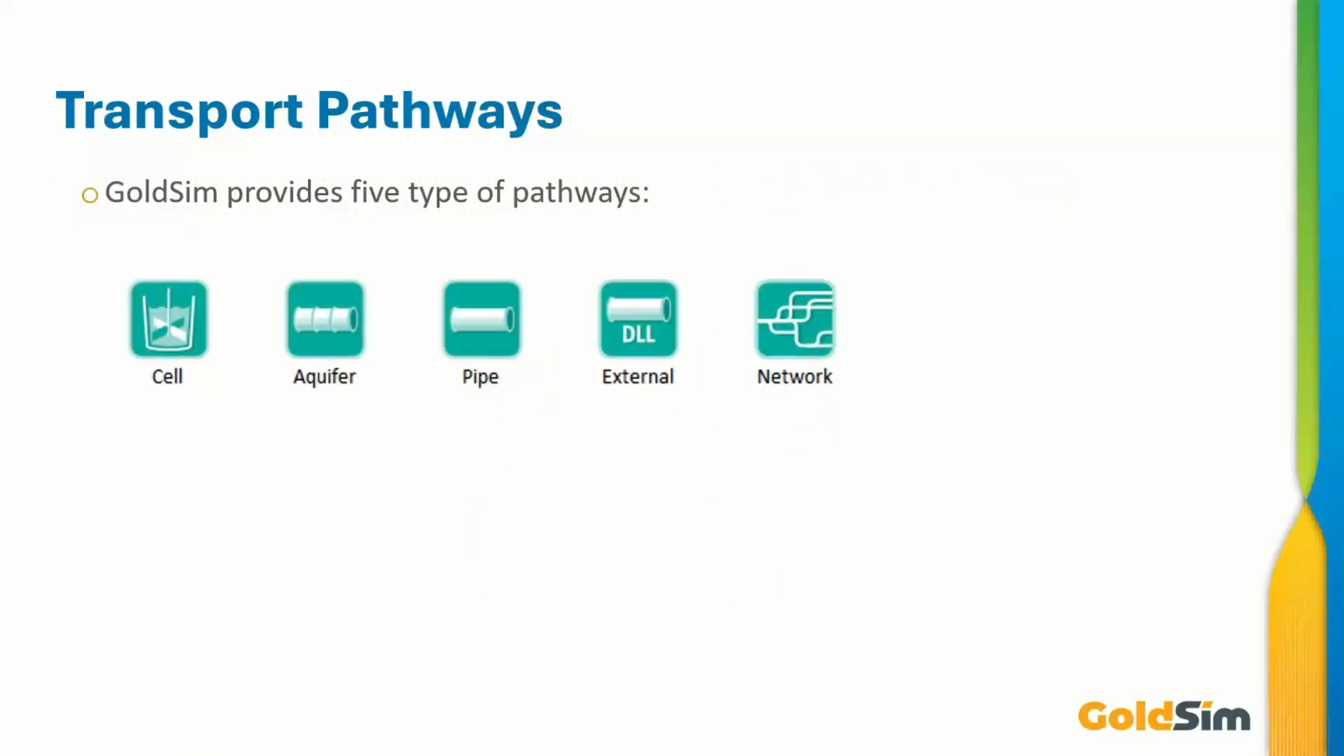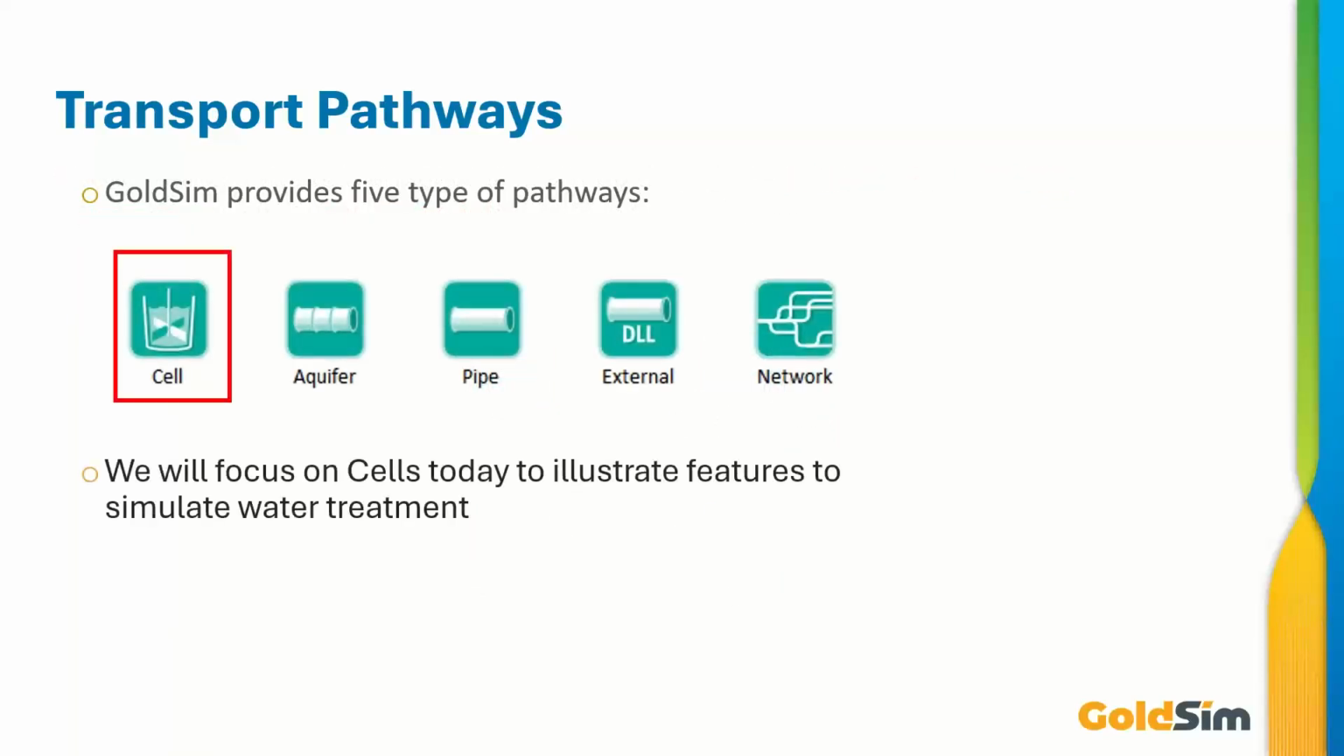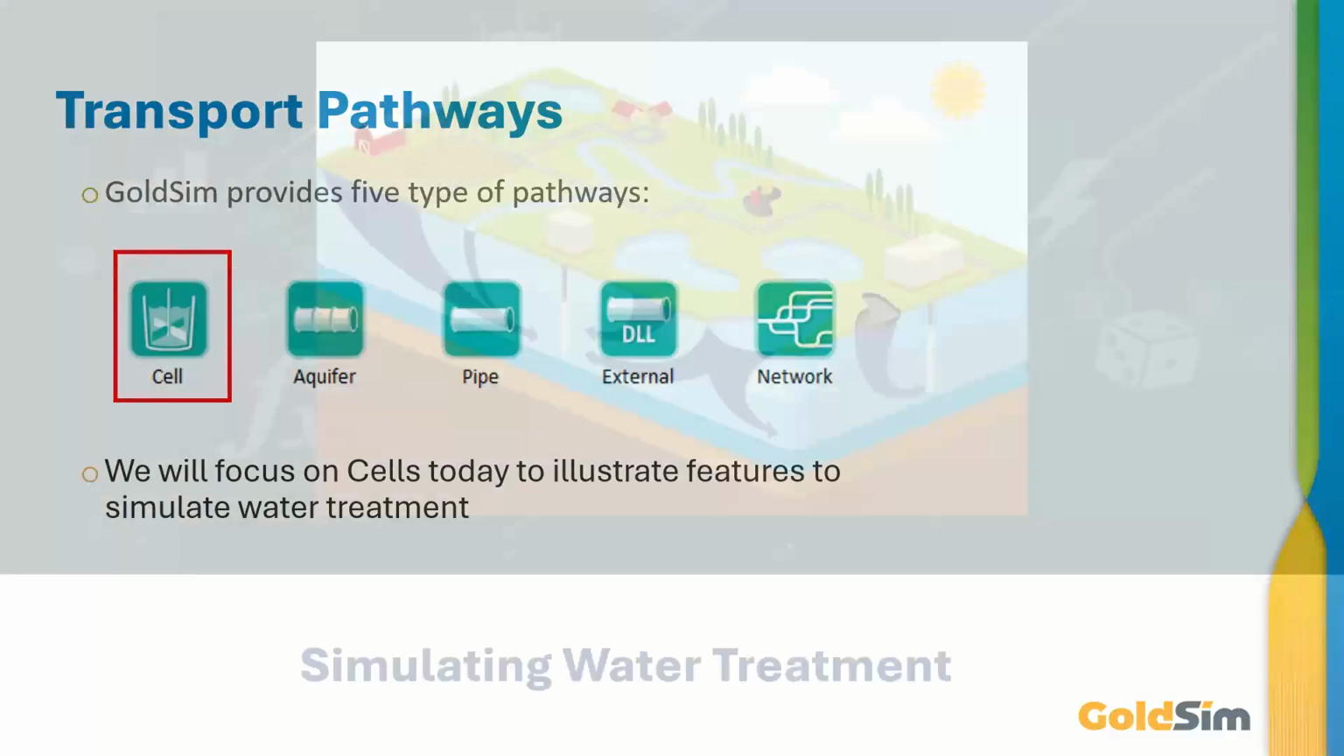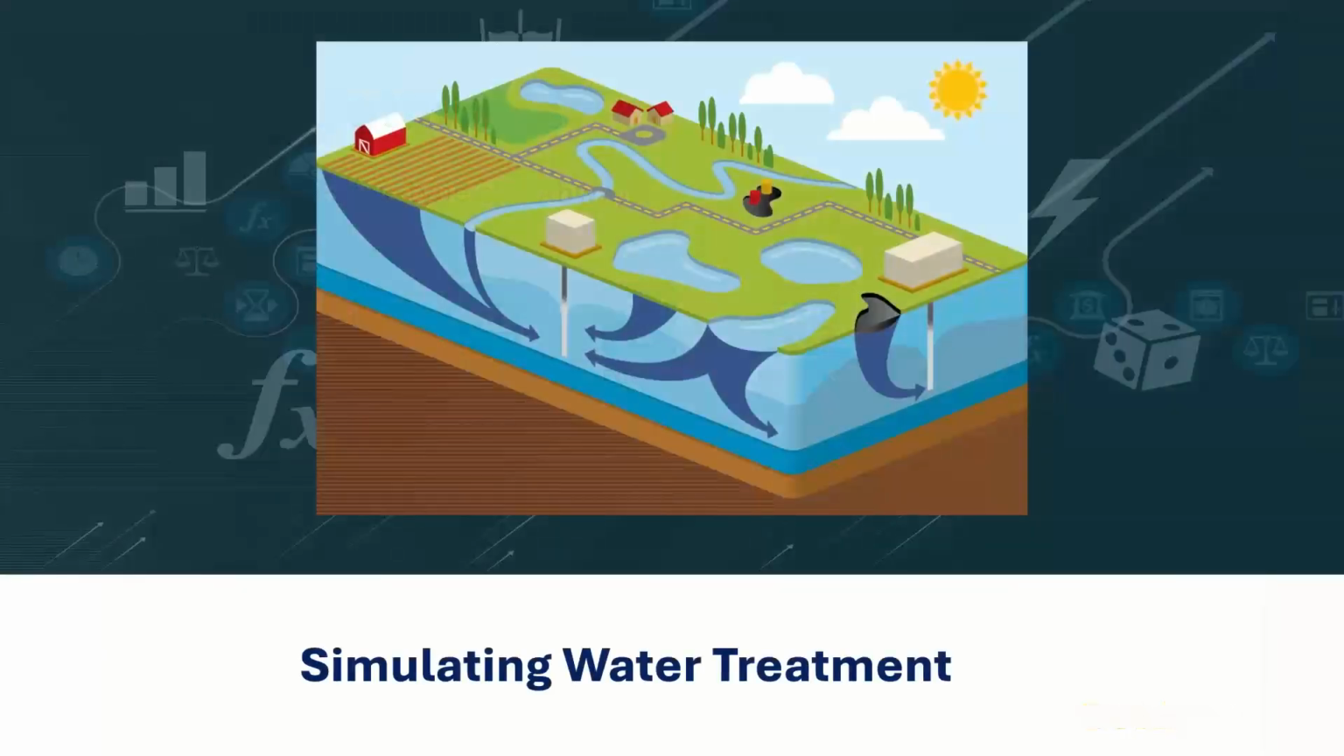There's 5 types of pathways in GoldSim. We're just going to focus on the cell pathway. It's one of the most common pathways you use in a GoldSim model, and it's certainly how you would represent a tank, a treatment tank, or a treatment plant in your system. Okay, so that's the very quick overview of the CT module. For those of you who are not familiar with the CT module, there's an entire online course that you can take that's on our website, and it goes into great detail about how the CT module works.